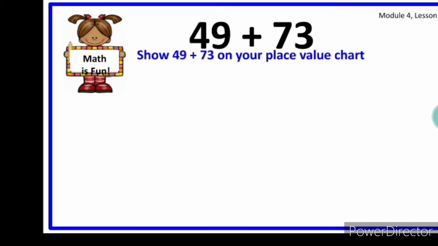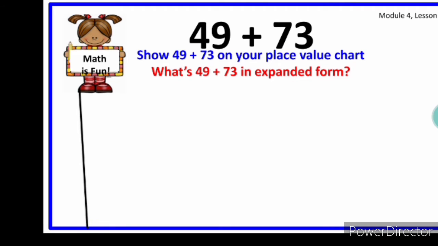We have 49 plus 73. Now we have 4 tens and 9 ones plus 7 tens and 3 ones. We're going to add them together. We draw our place value chart. What's 49 plus 73 in expanded form? After we finish adding, we'll find what 49 plus 73 is in expanded form. So let's add first. We draw a place value chart.